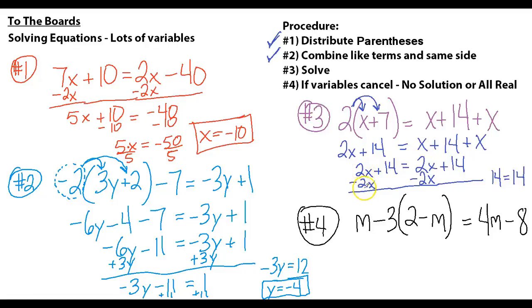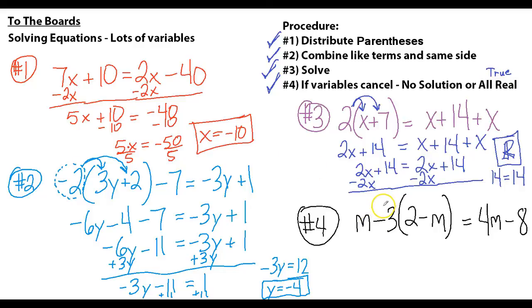Notice that the 2x minus 2x, those x's just disappear. If that happens, that's where we apply step number 4. If the variables cancel, we have to decide if it's no solution or all real numbers. Because this is a true statement, it's all real numbers. And you can write out all real numbers or use an R. That works out too. So when it's true, you use all real numbers. That's what you say your answer is.